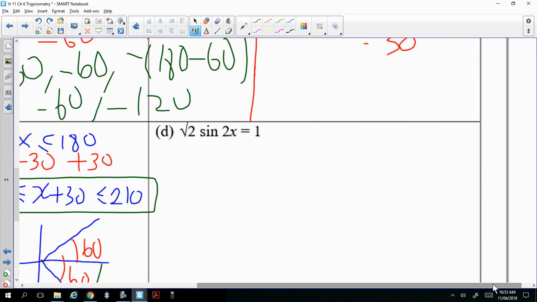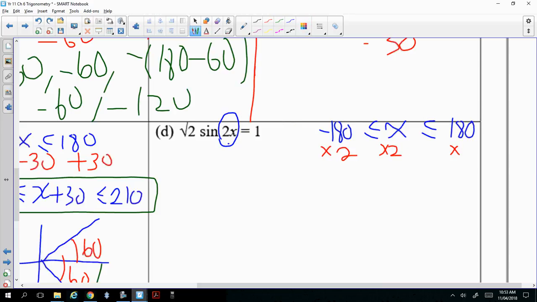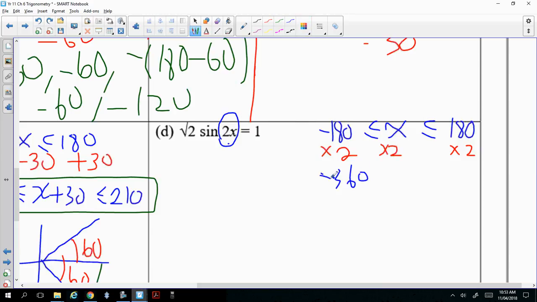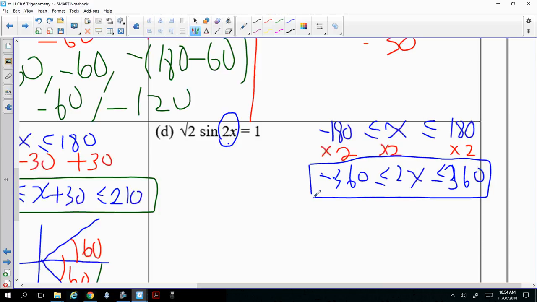Okay, whenever you have a compound angle, make sure you do this first. X is between 180 and negative 180. And you have to multiply each number by 2, like that, which become negative 360. 2x, 360. So 2x can be between these two numbers. So on page 24. And then to solve it, we first have to get rid of the root 2.